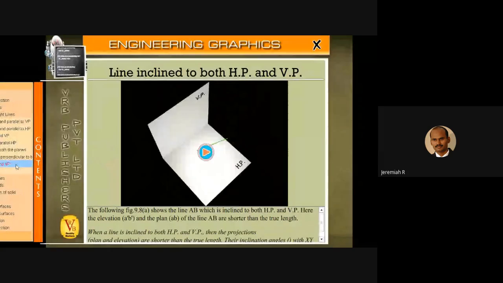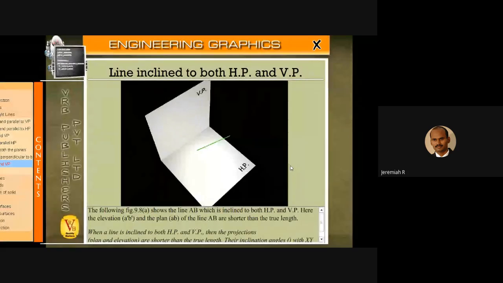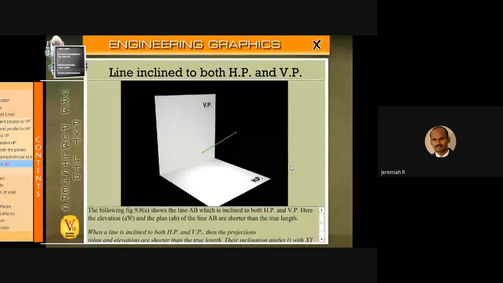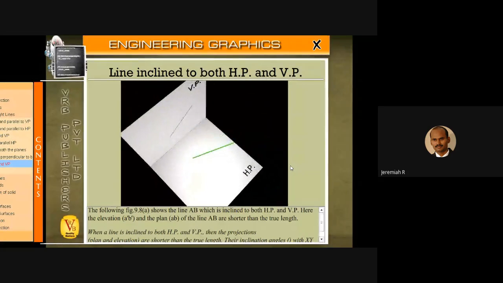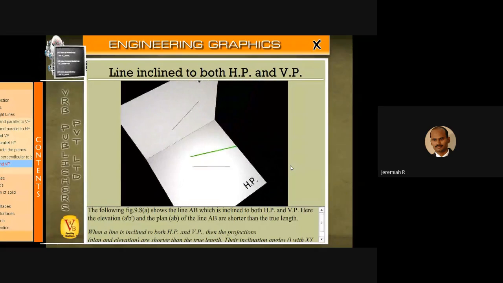Okay, watch it. This was last time. A line inclined to both HP and VP. The reduced length depends on the inclination to HP and the inclination to VP.